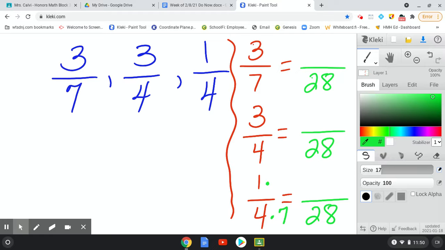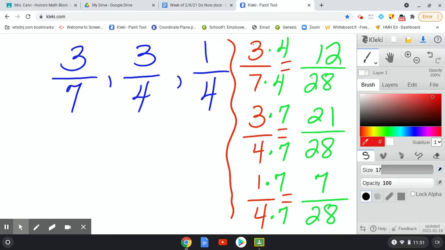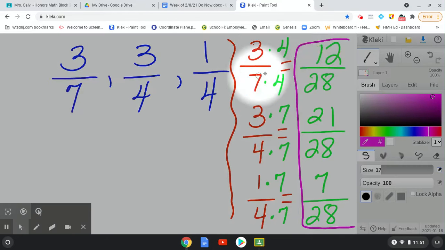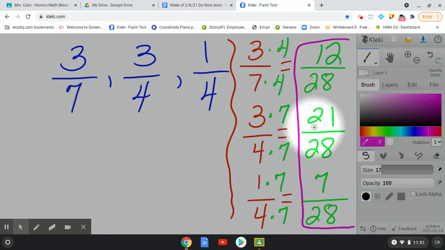Whatever I do to the denominator, I have to do to the numerator here. So 1 times 7 is 7. 4 times 7 is 28. 3 times 7 is 21. And 7 times 4 is 28, and 3 times 4 is 12. So now, if you notice, all of my fractions have the same denominator. So I can tell which one is least, which one is greatest, and so on and so forth. So 3/7 is equal to 12/28, 3/4 is equal to 21/28, and 1/4 is equal to 7/28.